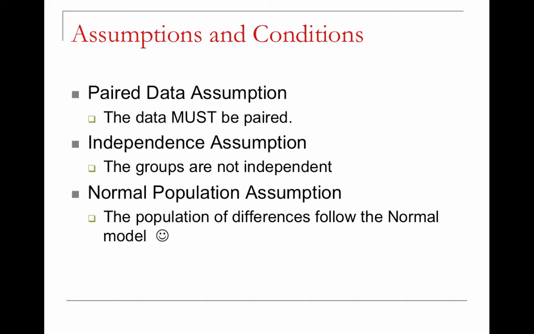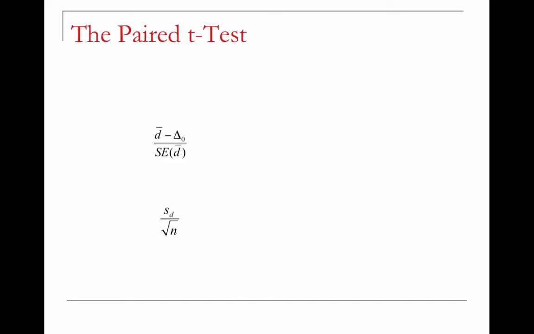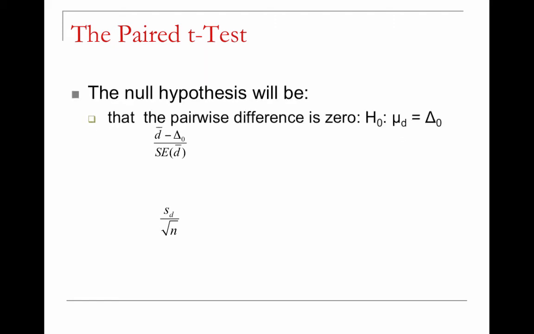And then the normal population. This one's the same. The population of the differences have to follow the normal model. So you would actually only be checking the histogram for the differences, not the individual pairs of data, but just the differences between the two. So for the paired t-test, the null hypothesis will be that the pairwise difference is 0. So your null hypothesis is that the mean difference is equal to 0.